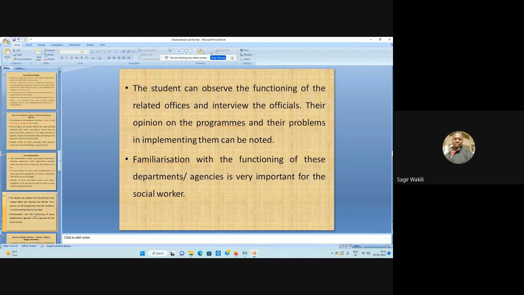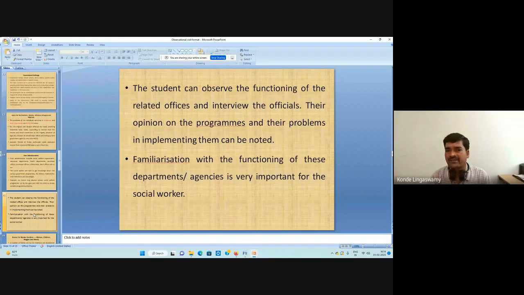So under this one, the student can observe the functioning of the related offices and interview the government officials. When you visit the government organizations, interact with government officials and interview them. Their opinion on the programs and their problems in implementing them can be noted. For example, when you visit the organization as a trainee and interact with the officials, ask what problems they are facing in implementing the program.